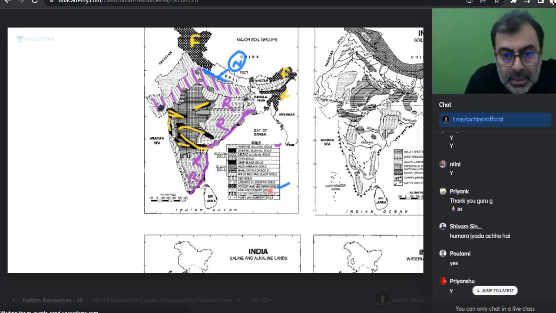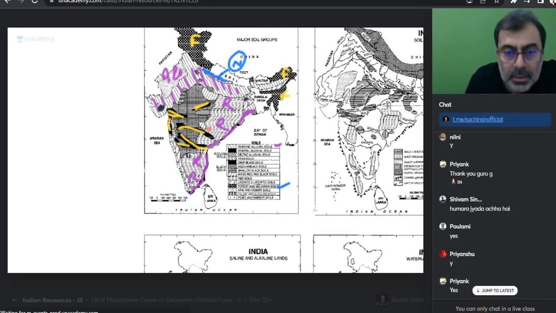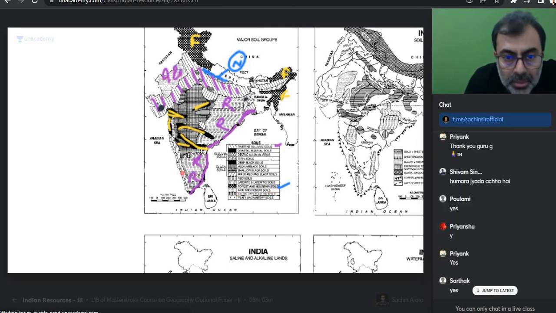Then what is it? Arid and desert. Can you see arid and desert? Then what is it? Saline soil. Coastal area में यहाँ पे बोल रहे हैं saline. Peaty soil कहाँ पर है? Peat कहीं पे दिख रहा है? अच्छा, peat भी तो यहीं पे लिखा है. Coastal को लिखा है peat.